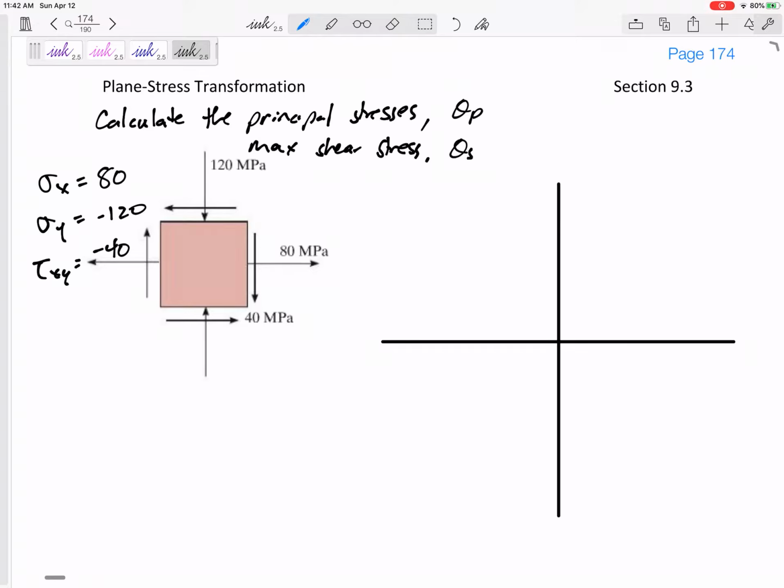All right, so draw some axes here. Here's our sigma. Here's our tau. I'm going to be drawing some large numbers, 80. So maybe I'll try to break this up into tens, 10, 20, 30, 40, 50, 60, 70, 80.